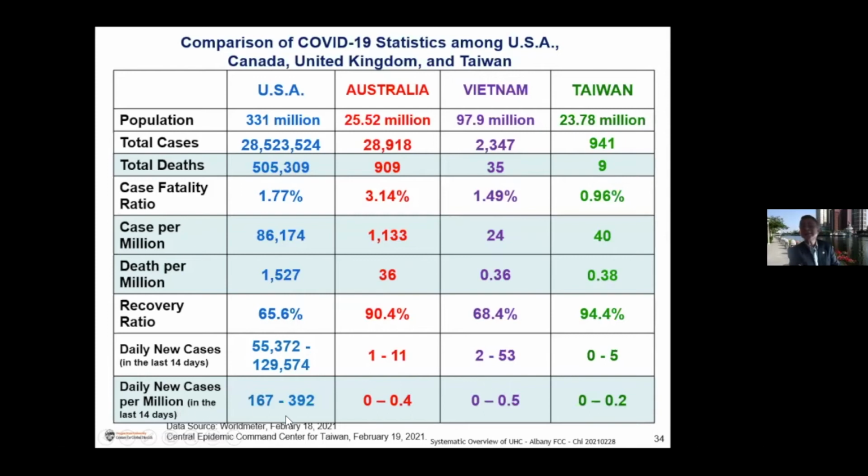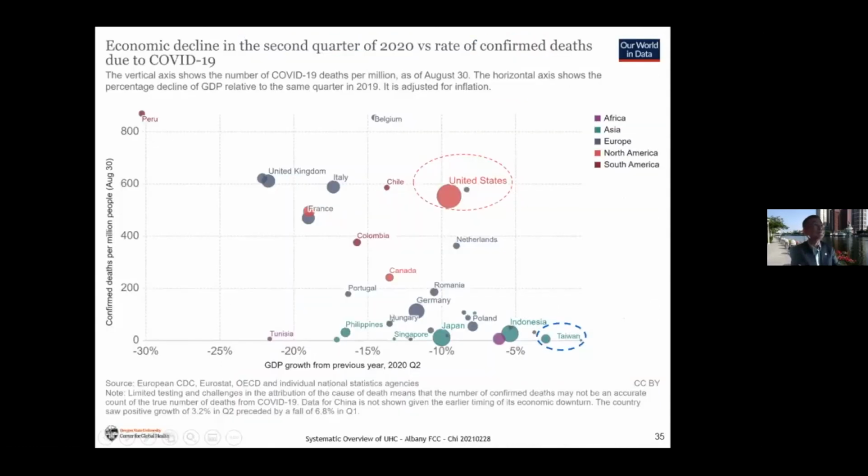And the current daily new cases within the last 14 days, per million: US is 167 to 392. Australia, 0 to 0.4. Vietnam, 0 to 0.5. Taiwan, 0 to 0.2. And this is in terms of the economic decline. US is here. This was last year's second quarter. And Taiwan is here.